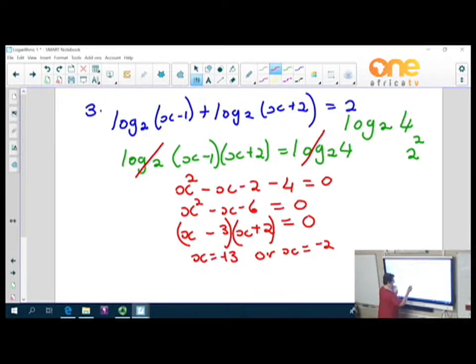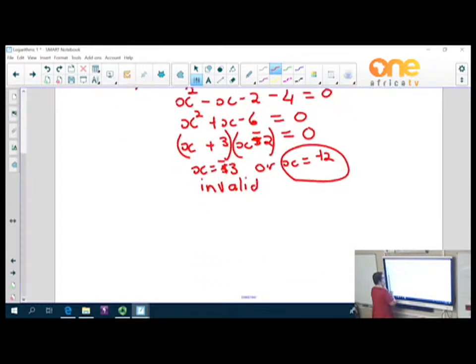Oh, this one should be a positive x here. So it is then, so this one is a positive and this one is a negative. So there's the positive and there's the negative. Now, we're going to say that this one is invalid because your logs must be, this must always be positive. So the answer is going to be that one. Very important work. This is what you're going to get in the exam.